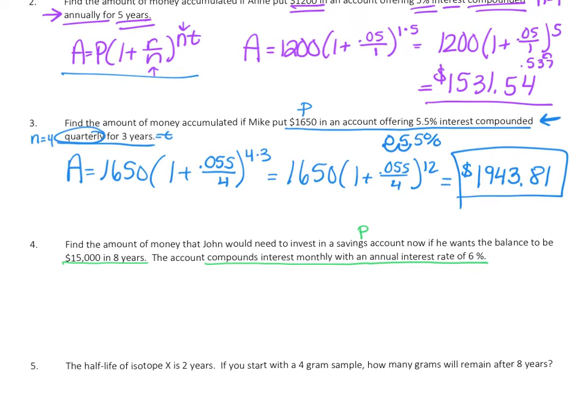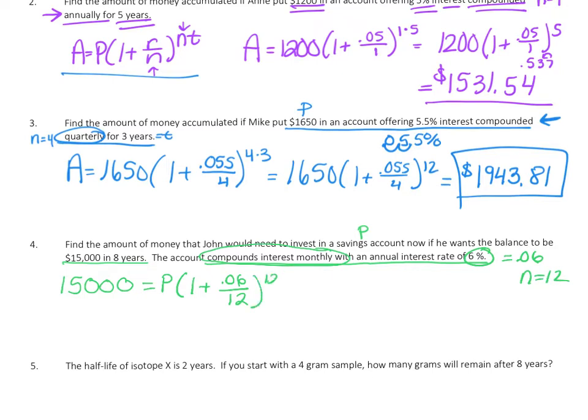But instead of finding A, my A is actually going to be $15,000 because that's how much I want in the account at the end. So $15,000 is going to equal P times 1 plus, well, my rate is 6%, which is the same as 0.06, over, well, N is how many times it's compounded. So compounded monthly, meaning my N is 12.